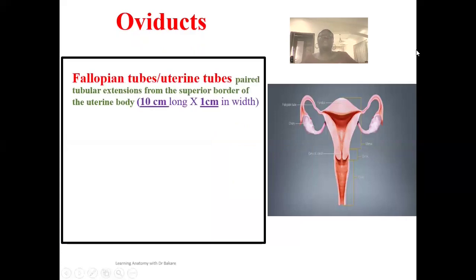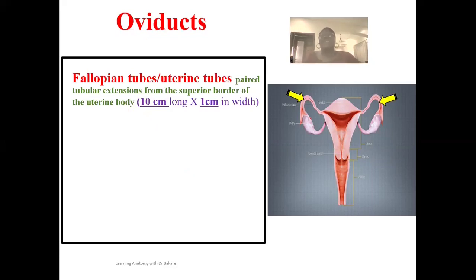The oviduct, we say, is also referred to as the fallopian tube or the uterine tube. Using this image by the side, this is where we have the oviduct here, arrowed in yellow. It is two in number, and as we have one on this side, we also have the other one on the other side. This paired structure is a tubular extension from the superior border of the uterus. This is where we have the uterus here at the central part, and you look at the superior border of the uterus, you see that there are tubular extensions from the two lateral ends, and this is where we have the formation or the creation of the oviduct.